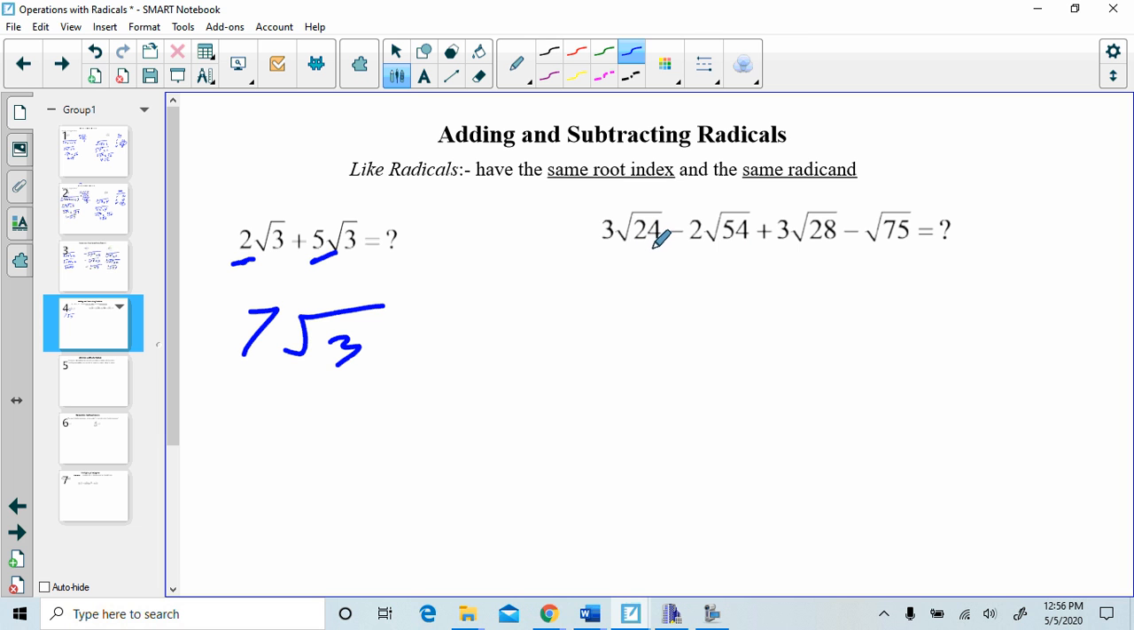Okay, so what we're going to do is just start with the original. So 3 root 24, and we're just going to break this down to perfect squares times the factors. So what I mean by that is 3 times factors of 24, 4 times 6. So root 4 times root 6. So that's what we're dealing with here. Let's just move this over.